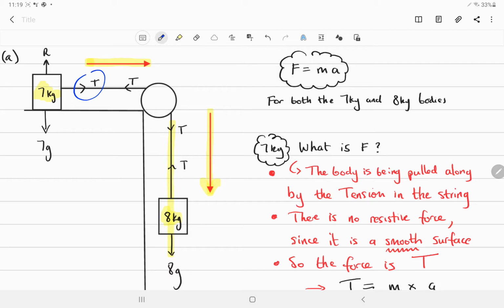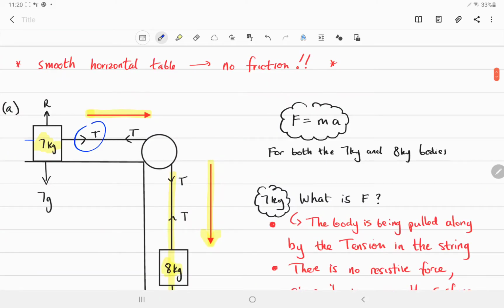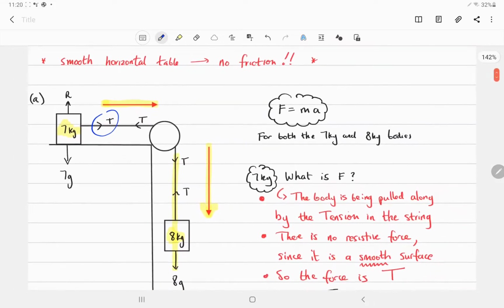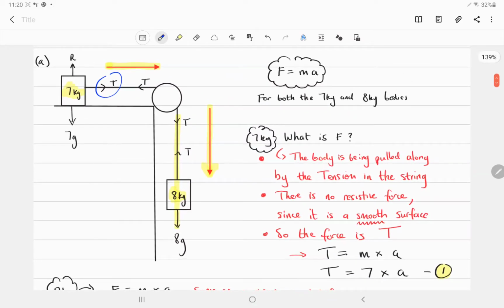Now usually whenever we have an object pulling along, there's going to be some sort of resistive force acting against it. But remember that this is a smooth horizontal table. So there is nothing acting against the direction of travel. So the resultant force is just the forward force. So let's just look at the notes I have here on the right hand side. We're still going to use F equals ma for both objects, the 8 kilogram object and the 7 kilogram object.